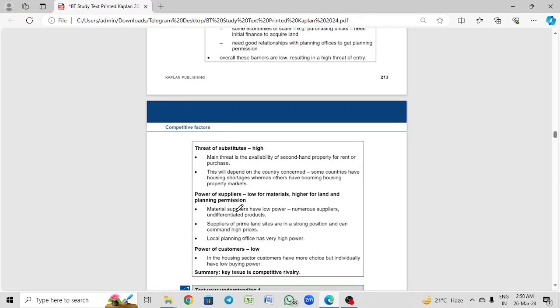Okay, now the power of suppliers. When is the power of supplier high? Power of supplier is high when the switching cost is high. Okay, when there is a monopolistic market, where there are only a few number of suppliers. Okay, so they can control the prices. And when is the power of customer high? The power of customer is high when the product quality is not an issue. Okay, the customers have the power to bargain.